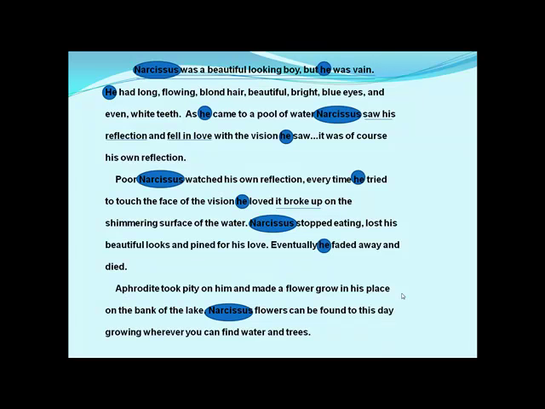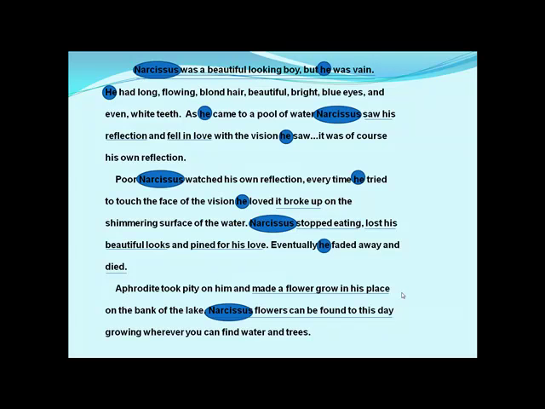So after that, he's heartbroken, so he stops eating, he loses his looks, and he pines for his love. And what happens next? He dies. Then Aphrodite takes pity on him, and she makes a flower grow in his place. So I'm still looking for actions. And at the very end, it tells us that Narcissus flowers can still be found to this day. So there's our story. We didn't underline very much because we only want the most important parts.